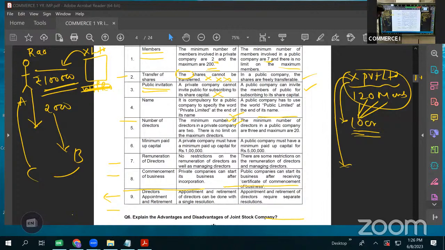They are a public limited company, so they can issue shares and raise finance. So they issue shares to the public because they are allowed by the provisions of the Indian Companies Act 2013.